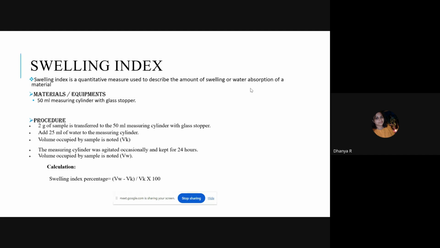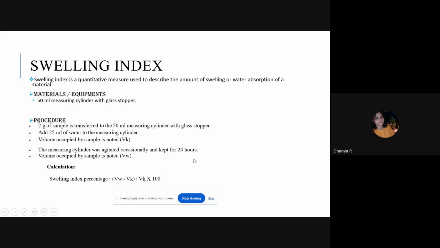The measuring cylinder was agitated occasionally and kept for 24 hours, and volume occupied by the sample is noted, and swelling index is VW minus VK, यानी कि 24 hour के बाद जो वॉल्यूम है VW minus VK, and उसके परसेंटेज आप VW minus VK by VK into 100 ऐसे आप नोट कर सकते हैं. स्वेलिंग इंडेक्स आपको लेना है तो VW minus VK ऐसे भी कर सकते हैं.